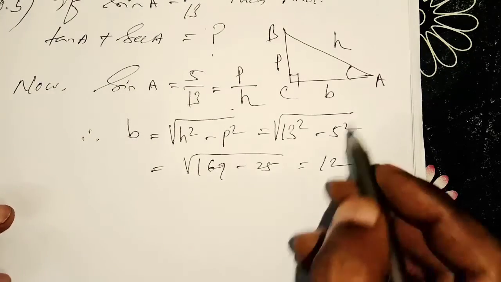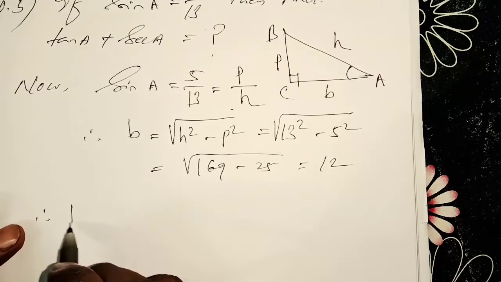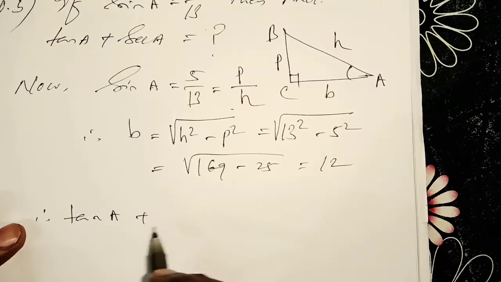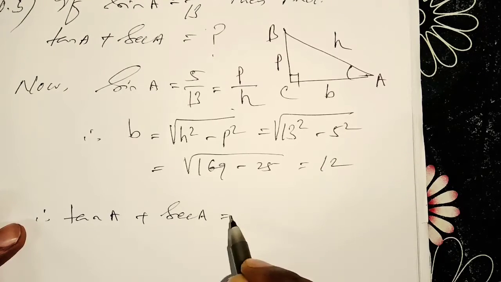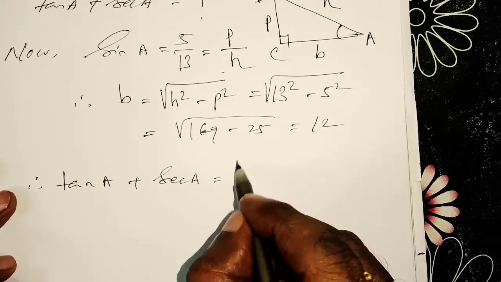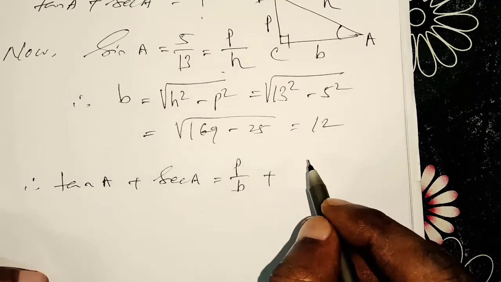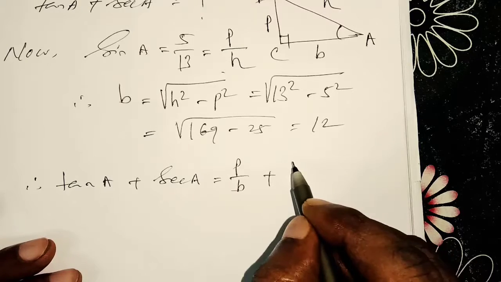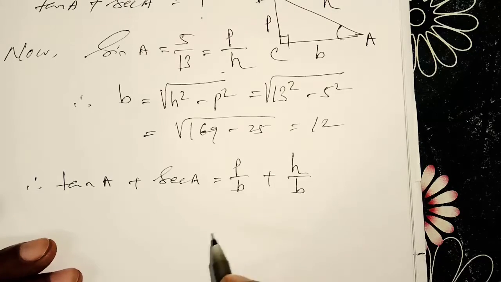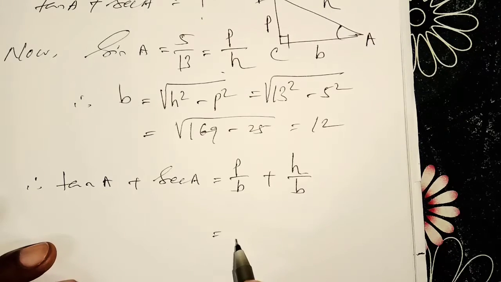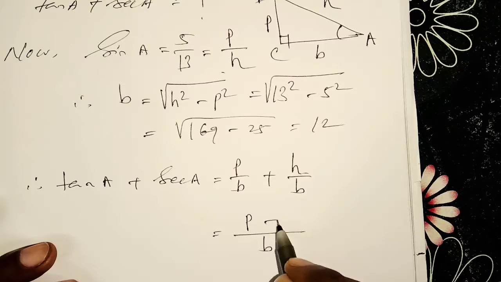After getting the value of base, therefore tan A plus sec A. What is the formula for tan A? Tan means P by B plus sec, which is 1 by cos theta. Cos theta is B by H, so this will be H by B. Now the LCM is what? B. That means P plus H over B.